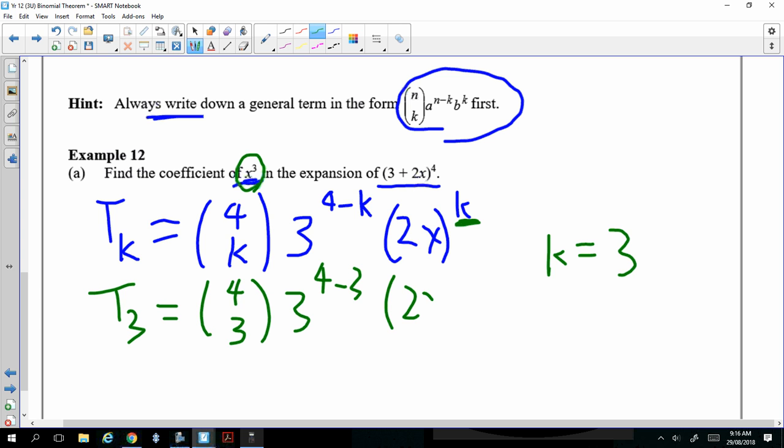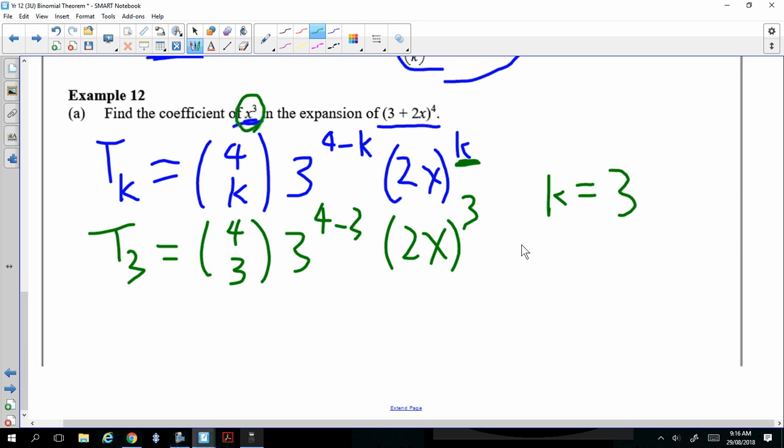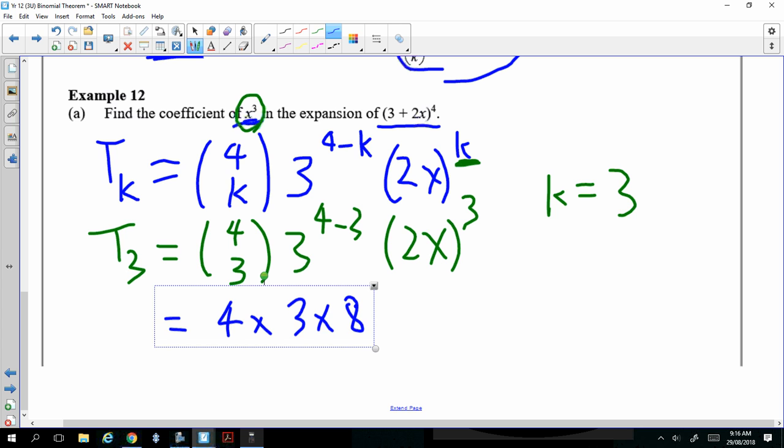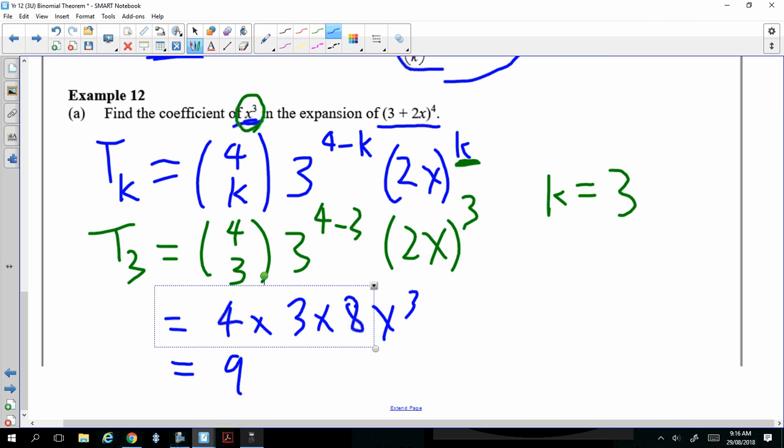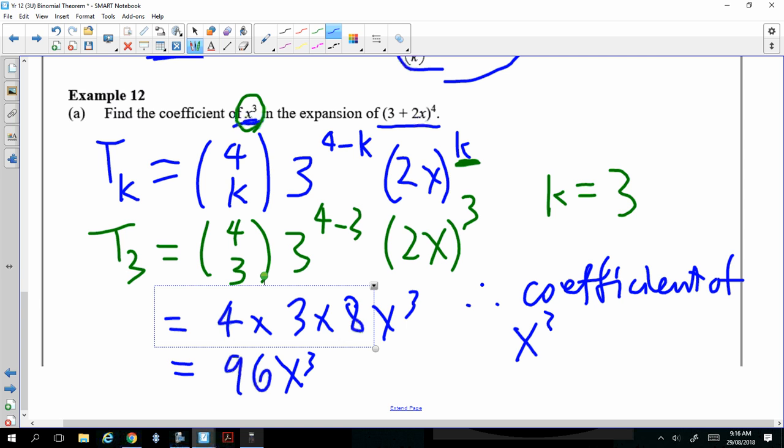And then you can work it out on a calculator. This just becomes 4, that becomes 3. That's 8x cubed. So what's that? 12 times 8, 96. So therefore, the coefficient of x cubed is 96. So your first step is to write the general formula first. Okay, make sure you do that.